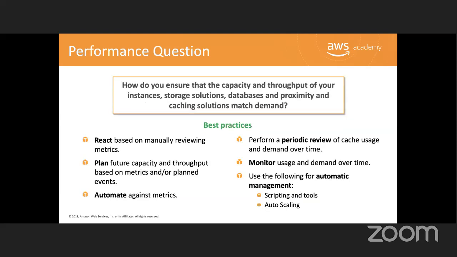How do you ensure that the capacity and throughput of your instances, storage solutions, databases, and proximity and caching solutions match demand? You react based on manually reviewing metrics, plan your future capacity and throughput based on metrics and/or planned events, and automate against metrics. You perform a periodic review of cache usage and demand over time. Monitor use and demand over time. Use the following for automatic management: scripting and tools, auto scaling. This is nothing new, guys. We've seen this before.